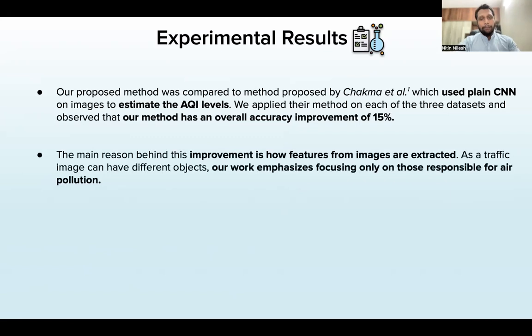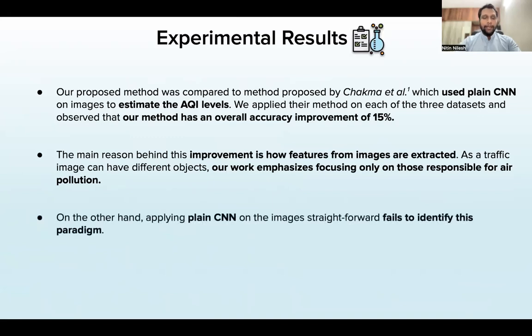The main reason for the improvement is how the features from the images are being extracted. When you see the image of traffic, there are many other different objects, for example pedestrians and cyclists, and they are not contributing anything to the air pollution. So our work emphasizes focusing only on those responsible for air pollution. On the other hand, applying a plain CNN on the images straightforwardly fails to identify which particular object is contributing to the air pollution.